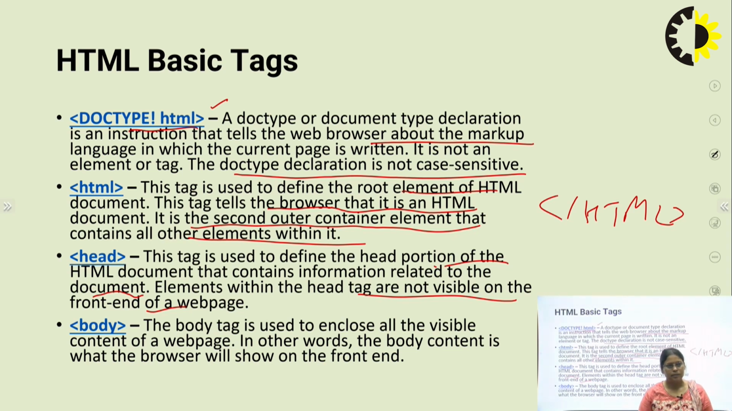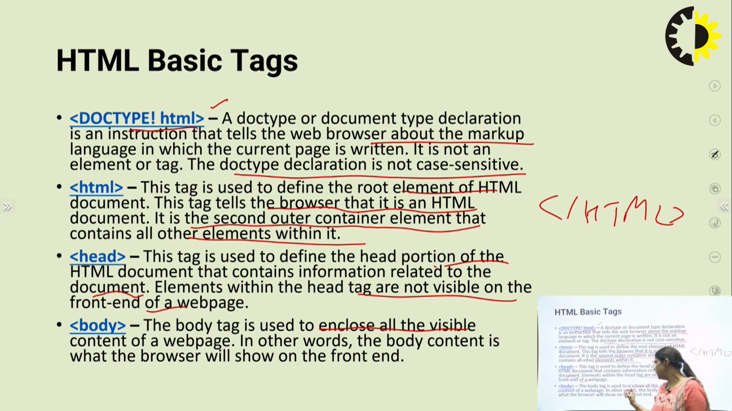Now the next part of this HTML document is the body. The body tag is used to enclose all the visible content of the web page, which we want to display on the web page. We have to define that content in the body part. For example, if I want to show information related to my company on the web page, that paragraph should be defined in the body part.